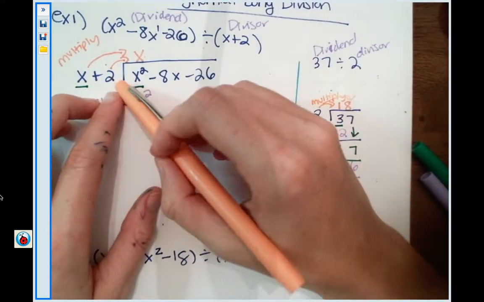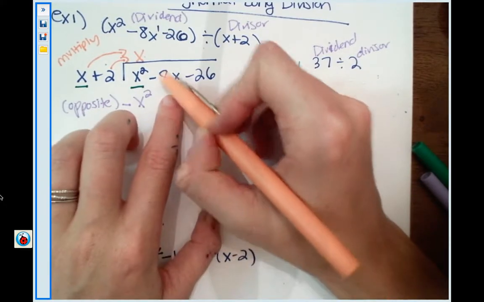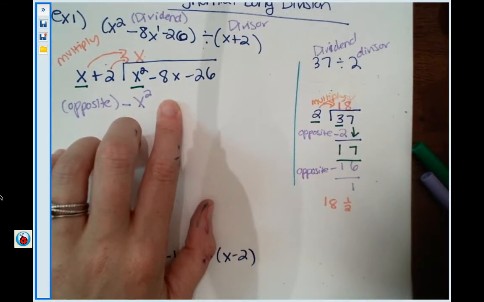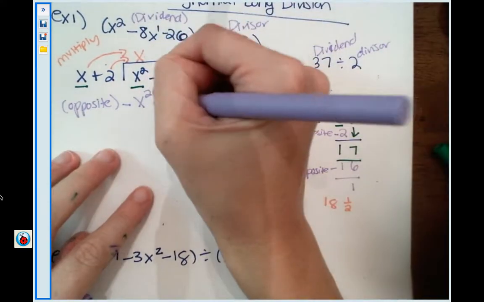Okay, so, 2 times x gives me 2x, but down here, I'm going to write the opposite. And I'm going to write it below its like term, which is negative 8x. So, 2x, the opposite of 2x, is a negative 2x.